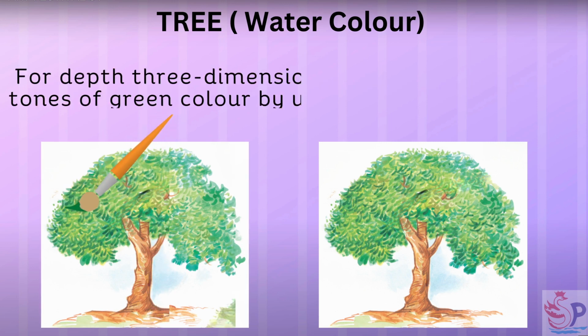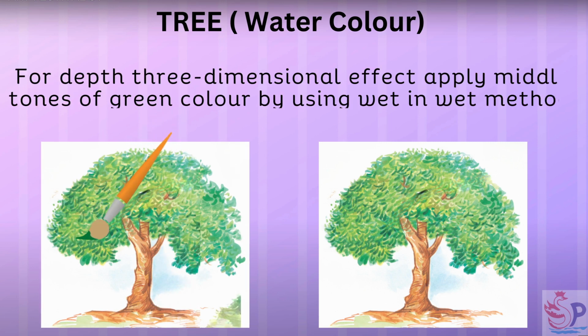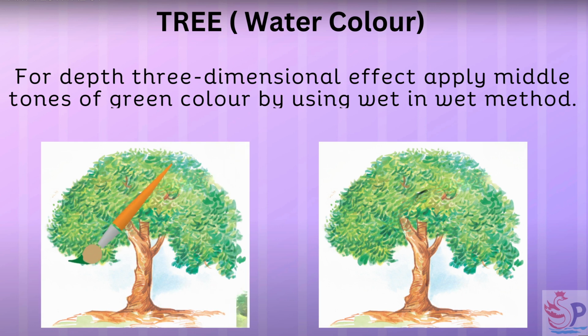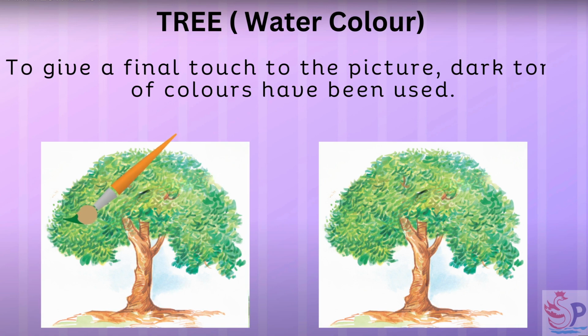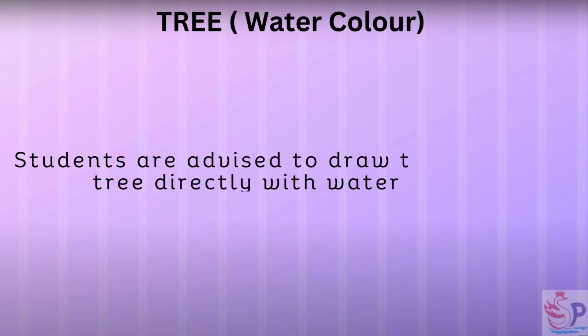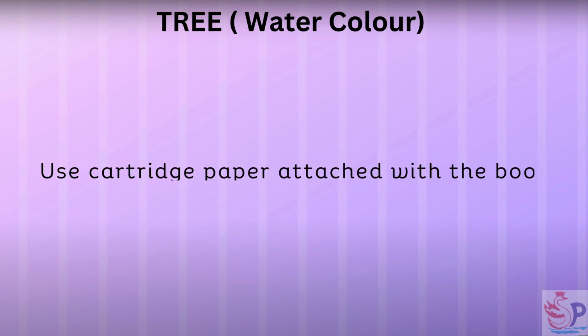For depth and three-dimensional effect, apply middle tones of green color by using the wet in wet method. To give a final touch to the picture, dark tones of colors have been used. Note: students are advised to draw the picture of a tree directly with watercolor. Use cartridge paper attached with the book.